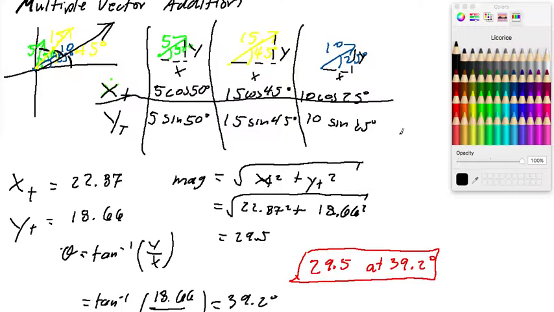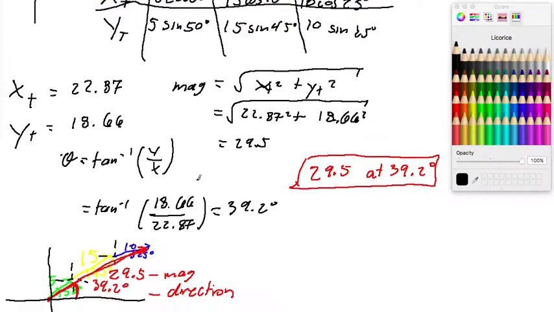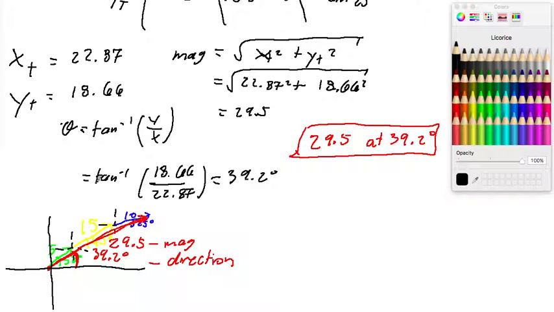That's multiple vector addition. If there was a fourth one, you would just do the same thing. Break it down into its components, add them all up, do the magnitude again using the Pythagorean theorem. In order to find the angle, do the arc tangent or the inverse tangent, which are the same thing, and you find the direction.